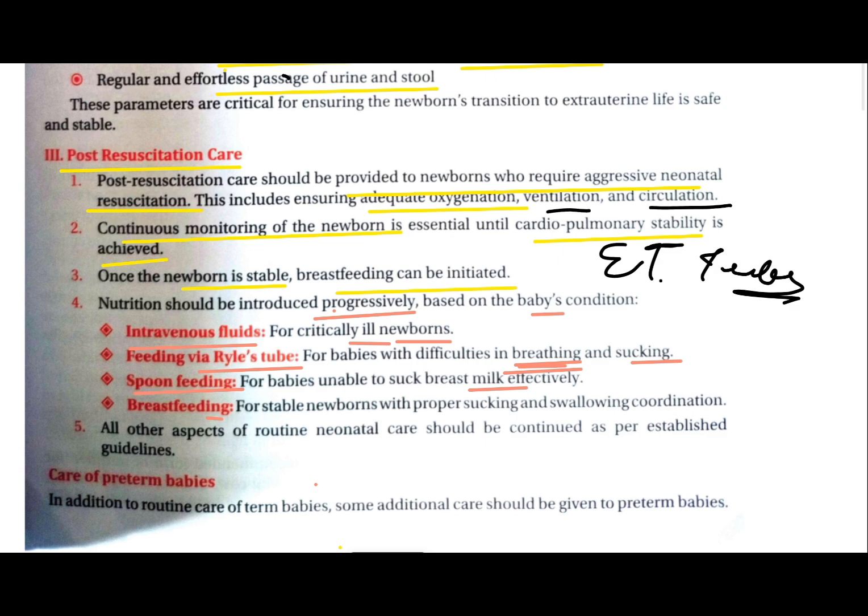So we have seen three most important types of how we have to take care of the baby, right? Next we will see the care of preterm babies, and what kinds of care are used for preterms.